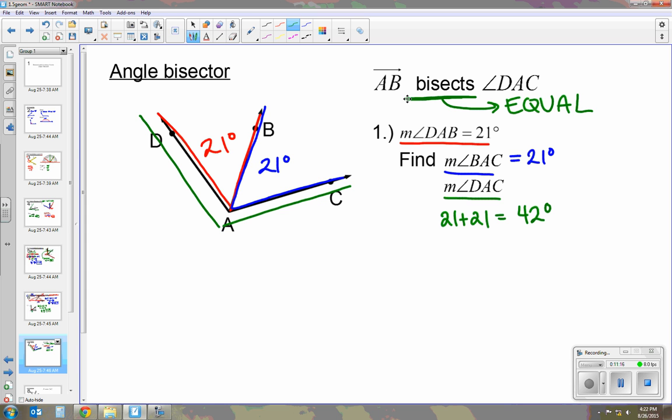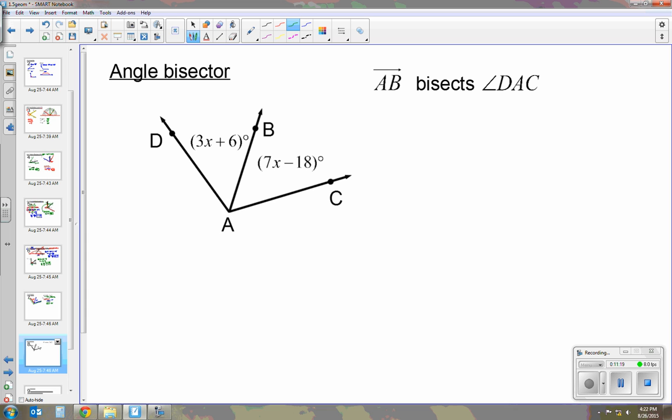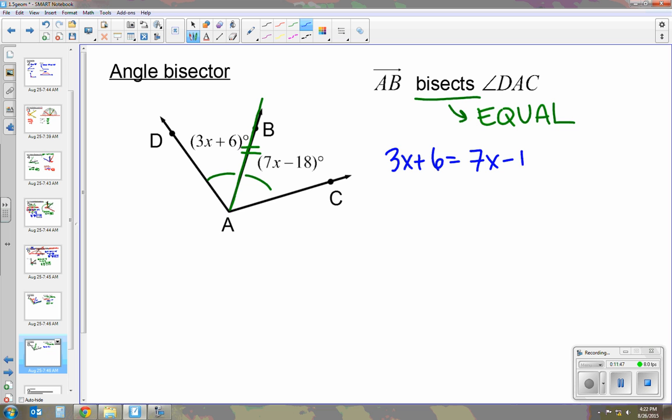So now let's add a little algebra into this, okay? I tell you that AB bisects angle DAC, and when we see bisect, we can think of equal. And this time I don't give you any measurements at all. I just give you two expressions. But if we know that AB is the bisector, then these two pieces are equal to each other. So we can set an equation saying 3x plus 6 equals 7x minus 18. We can set them equal since AB is the bisector.